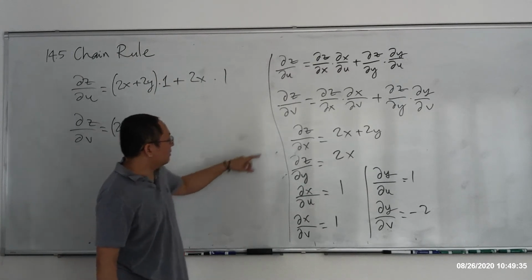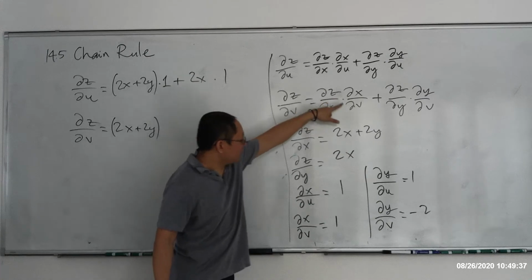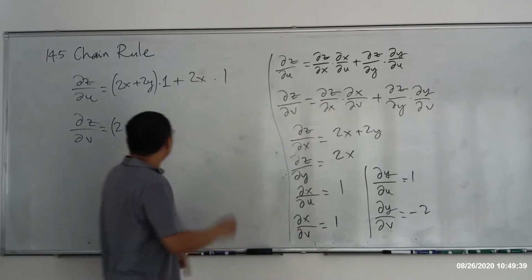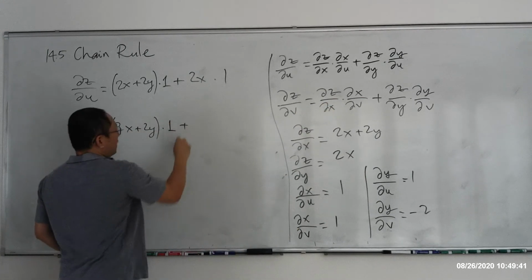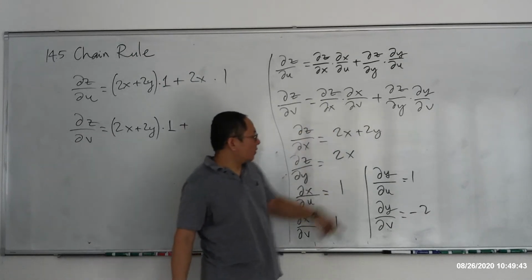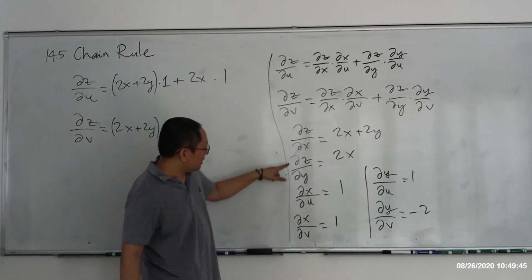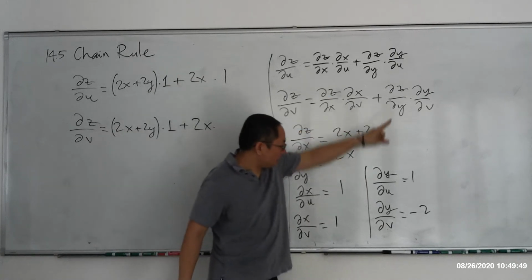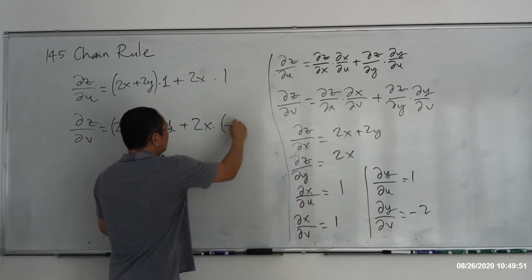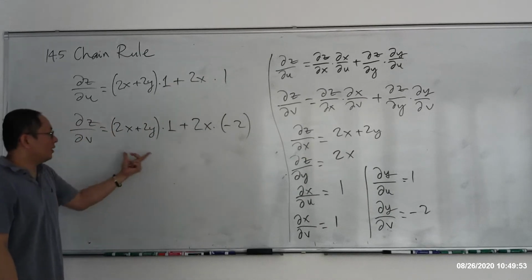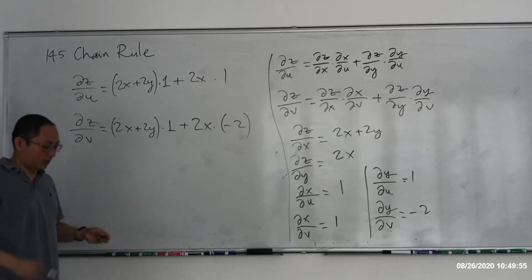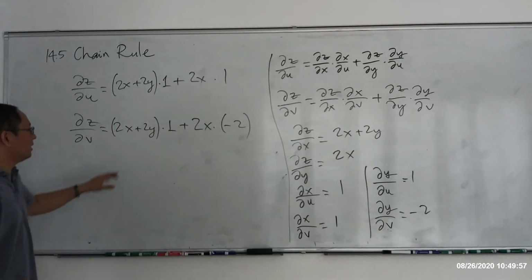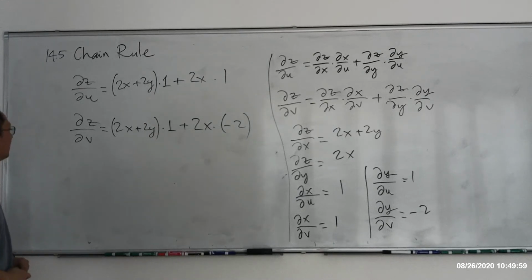And then time, right here, right? dx over dv. dx over dv is 1 plus dz over dy. dz over dy is 2x times what? dy over dv right here times -2. And then after that, you simplify, multiply, combine the like terms, all the algebra. Okay, you should have the answer. This is the main idea.